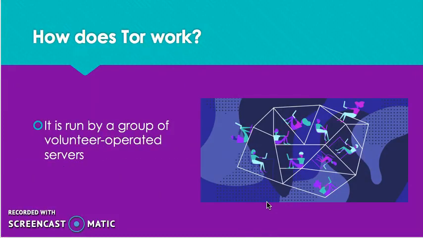So how does Tor work? So Tor is run through a group of volunteer-operated servers. So the users employ this network by connecting through a series of virtual tunnels instead of making a direct connection. Therefore, it allows individuals and organizations to share information over public networks without compromising their privacy. So people throughout the world help Tor by being one of these volunteer operated servers to help connect all these different connections.